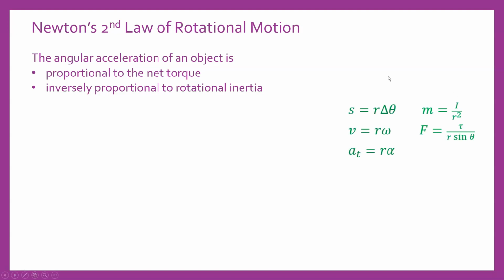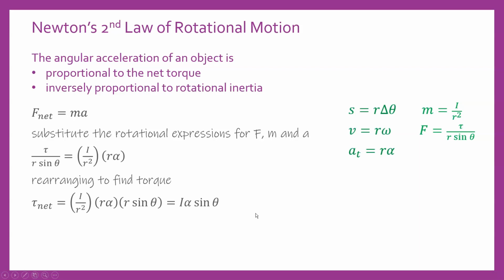But first, let's bring up these translational rotational relationships. And we'll start with our original Newton's second law. And we'll go ahead and substitute these expressions for force, mass, and acceleration. Then we'll rearrange to find torque. And we know that if the force is perpendicular to the lever, we can simplify this expression to Newton's second law of rotational motion, which is the net torque is equal to the rotational inertia times the angular acceleration.